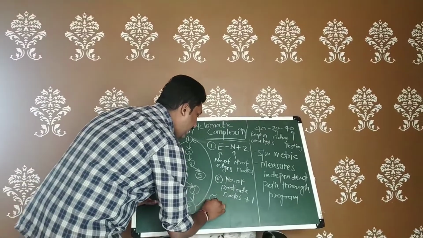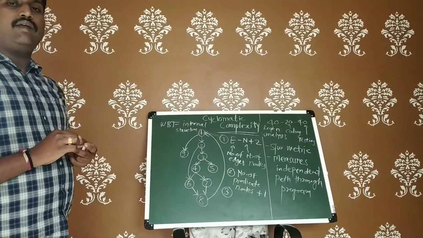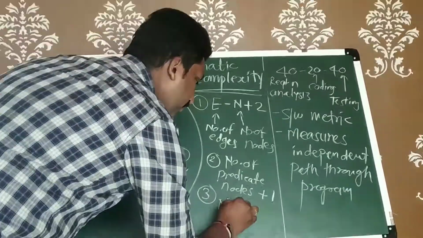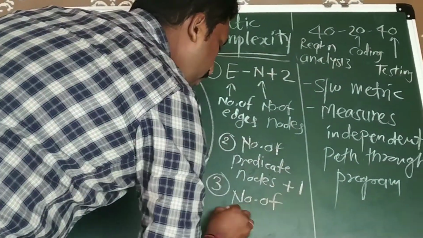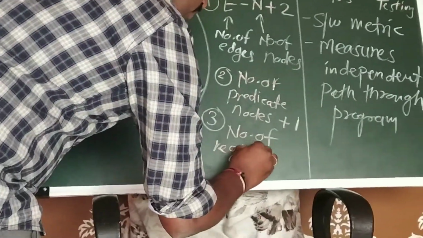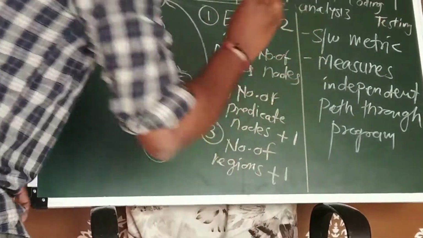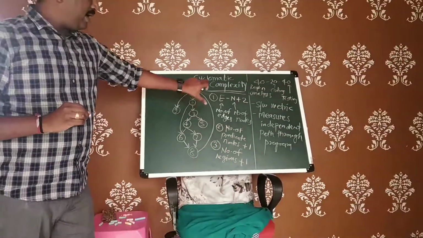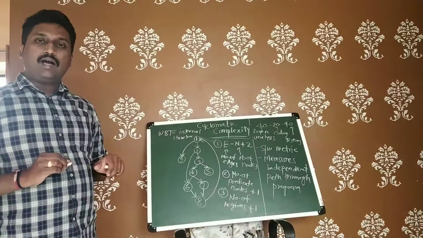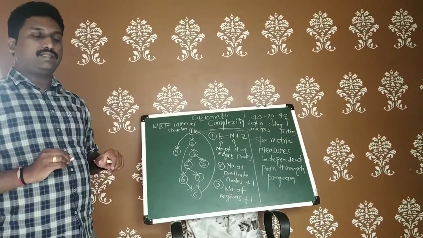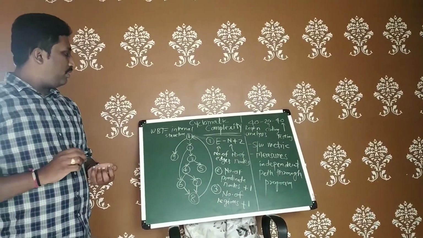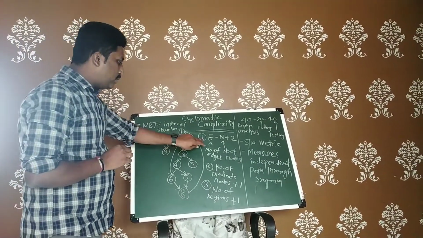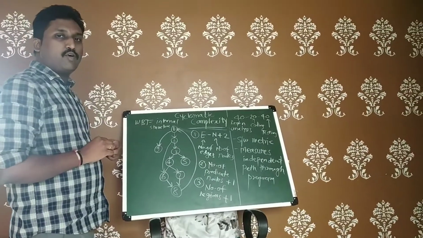Formula number 3 to calculate the cyclomatic complexity is number of regions plus 1, number of bounded regions we may say. By using either of the formulas, we will be able to calculate the cyclomatic complexity of a given flow graph. Now let us try to calculate the cyclomatic complexity by using all of these formulas.